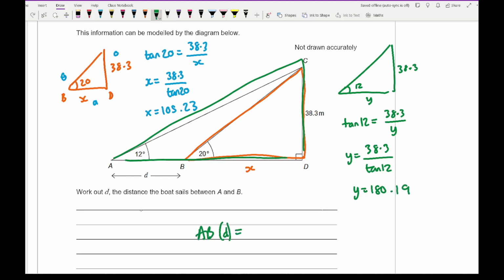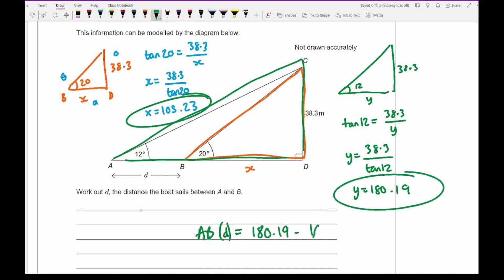So then to work out A to B, or D, that's going to be the difference between my two lengths. So it's going to be 180.19 minus 105.23, and that gives me an answer of around about 74, or I'd say 75.0, and that's going to be in metres, and that's to 1 decimal place.